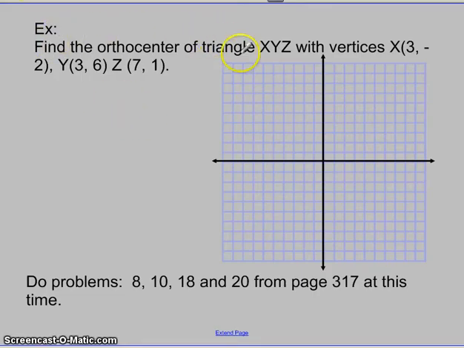Find the orthocenter of the triangle with the vertices. Let's see, (3, -2), (1, 6), and let's see, 1, 2, 3, 4, 5, 6, 7, 1.